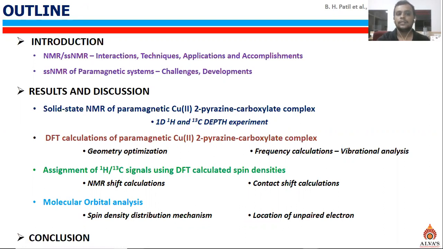The NMR of paramagnetic systems has some challenges, and the developments in the field of paramagnetic systems are discussed here. In the results and discussion part, we studied the one-dimensional 1H spectra and acquired spectra using one-dimensional 1H and 13C Hahn echo experiments. The DFT calculations on the complex are done by geometry optimization followed by frequency calculations. Then we assigned the signals using chemical shift calculations. The location of the unpaired electron is found by molecular orbital analysis, and that is the conclusion part.